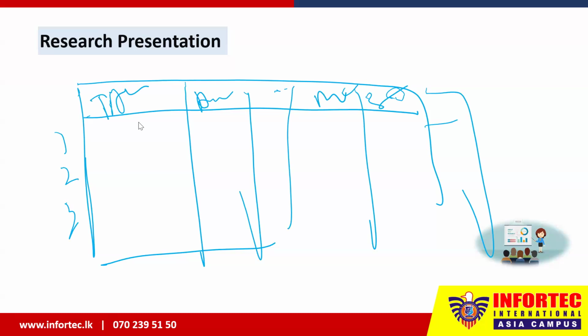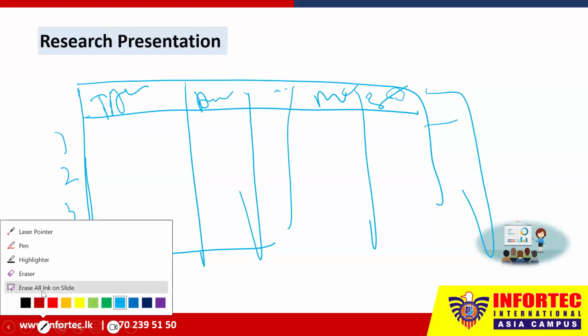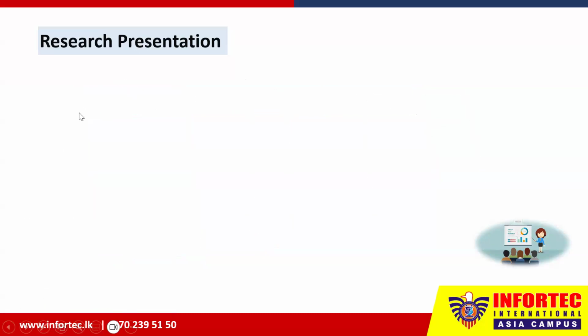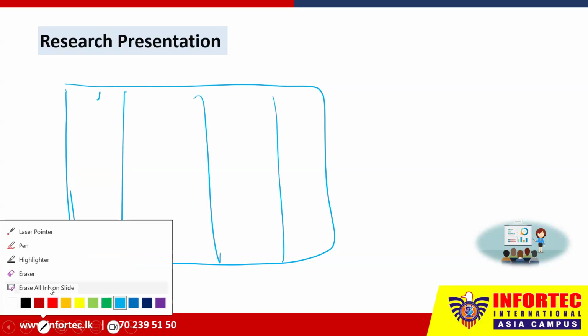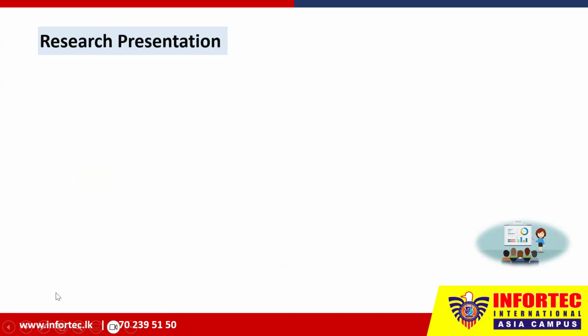I think it's better than arranging it as a paragraph. But in the proposal, don't arrange it as a table. In the proposal, you can arrange it as a paragraph. But in the presentation, you can summarize your literature review chapter as a table. You can just decide. I think it's better, because you can easily explain and reviewers can easily understand.